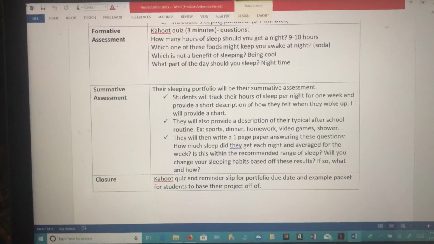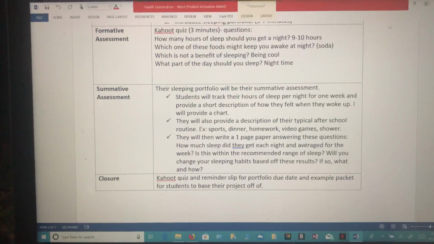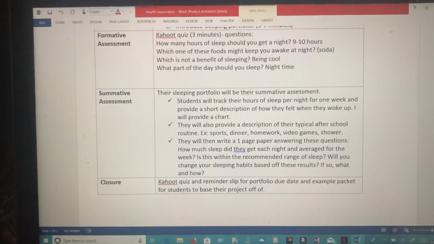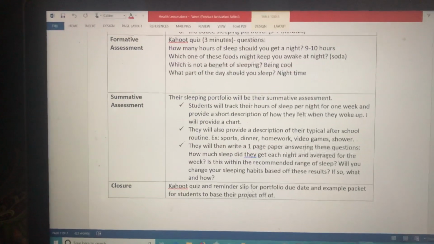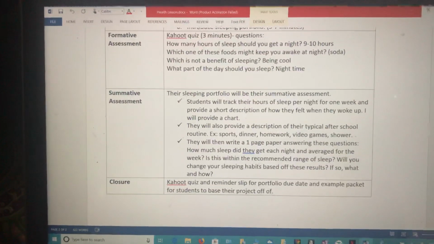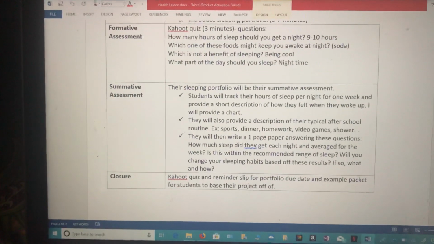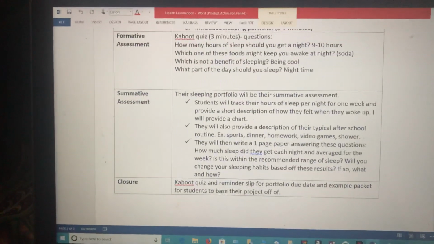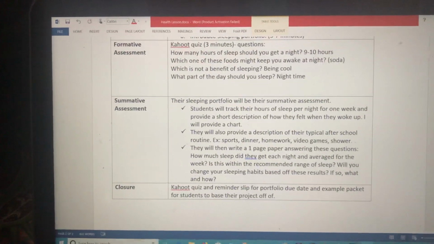And then they will also provide a description of their typical after-school routine. So do they have practice for sports? Do they eat dinner with their family or on the go? When do they do their homework? Do they play video games, go out with friends? Or do they just shower and go to bed? And they'll describe how that plays into their sleeping habits.